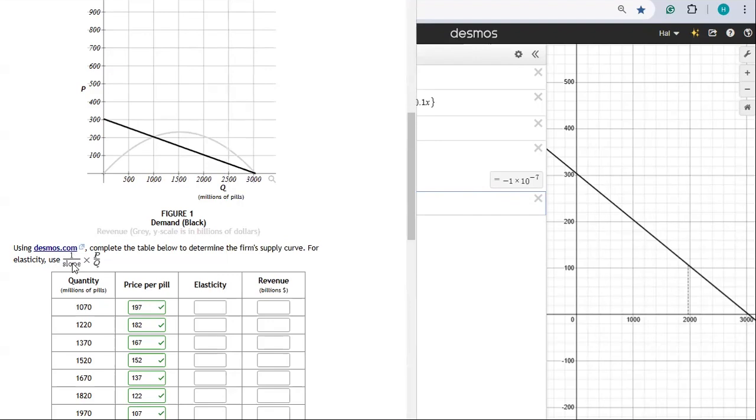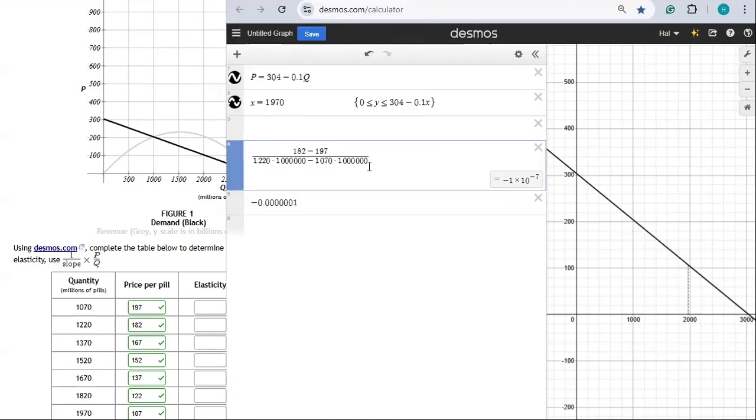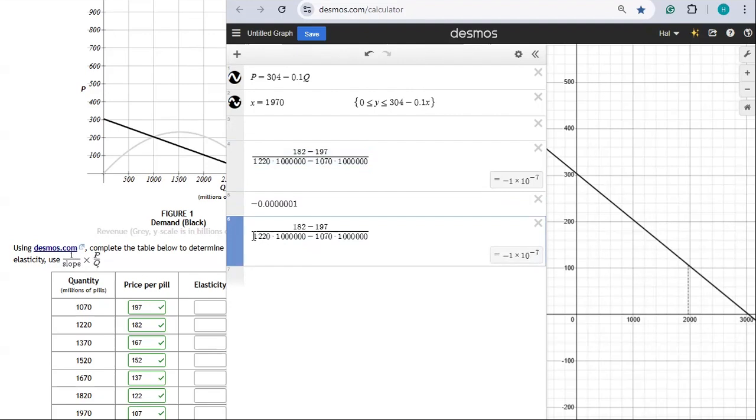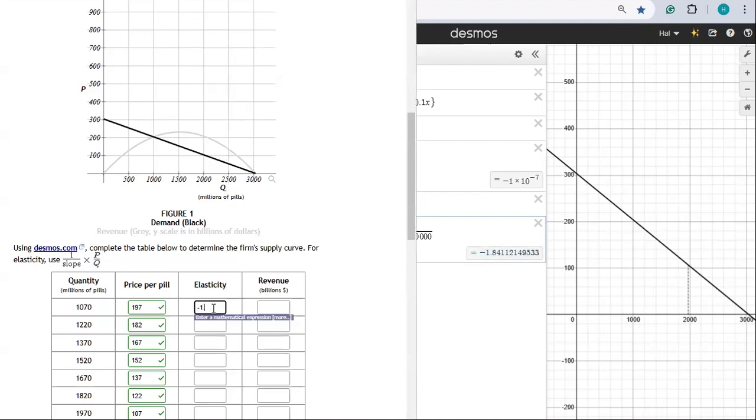In the expression, it says 1 over the slope. 1 over the slope would just mean we're going to invert this fraction. I'm going to move the thing in the denominator to the numerator, and I'm going to move the numerator to the denominator. So now this part here, 1 divided by the slope, is actually this value. Then I have to multiply that by the price-quantity ratio. At 197, the quantity equal to 1,070. But it's not 1,070, is it? It's multiplied by 1 million. The elasticity is a negative 1.84. I'm going to type that right here, negative 1.84.